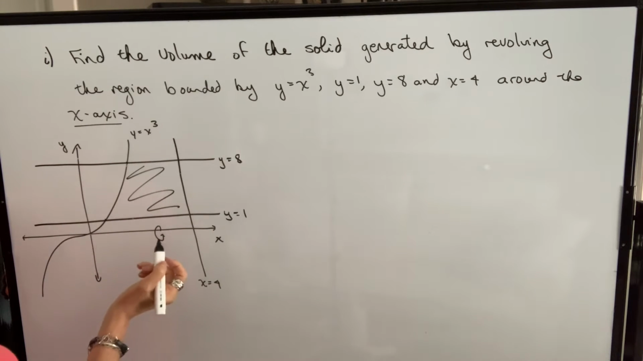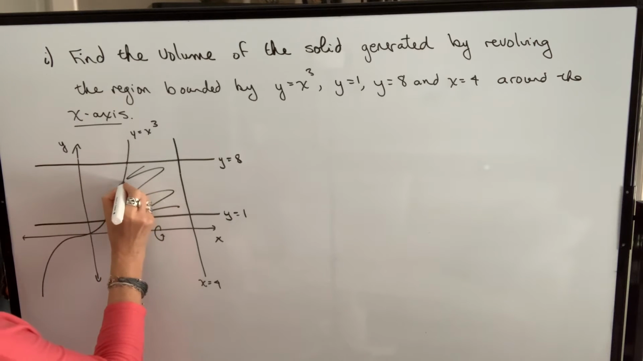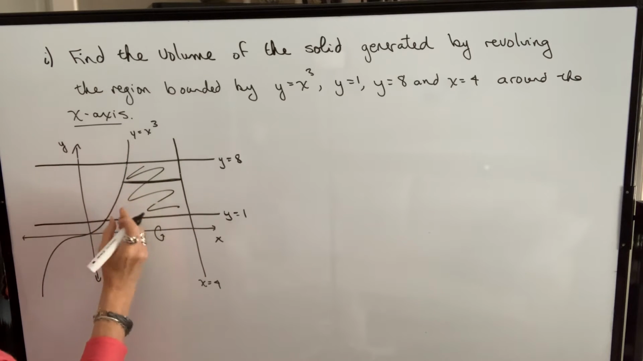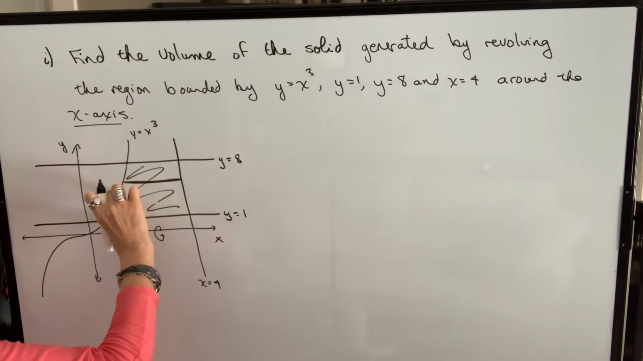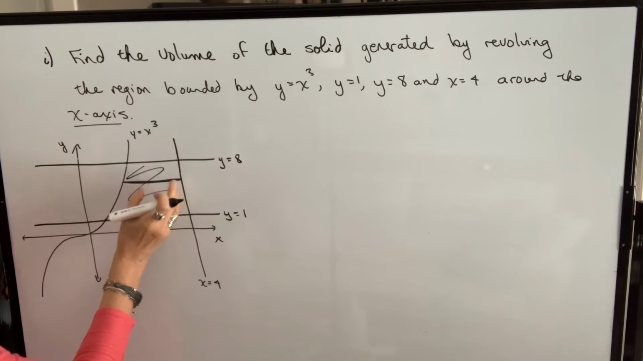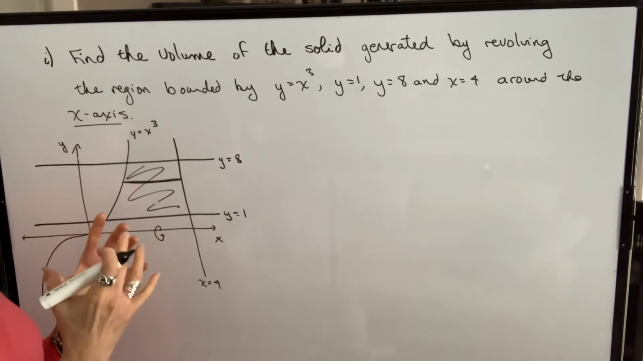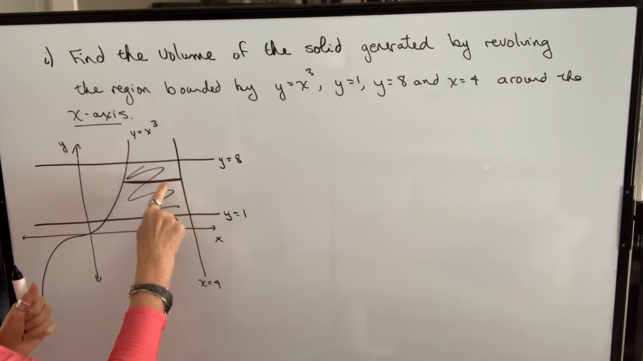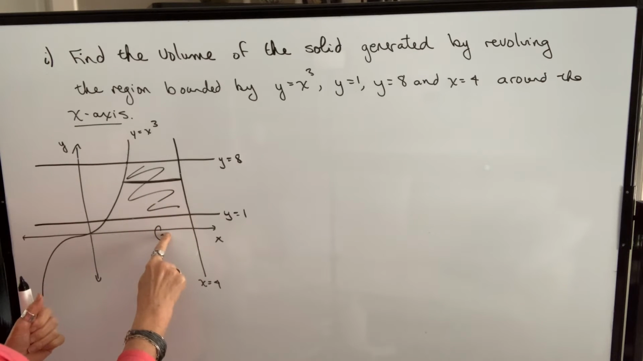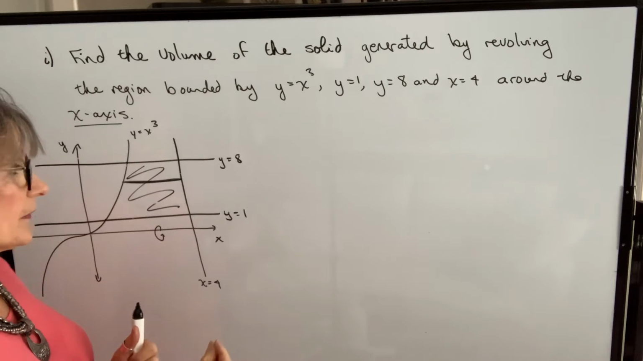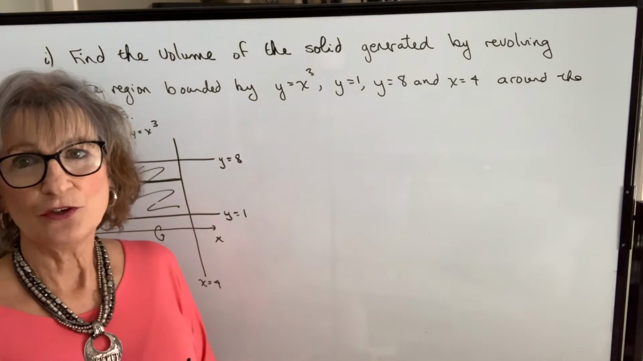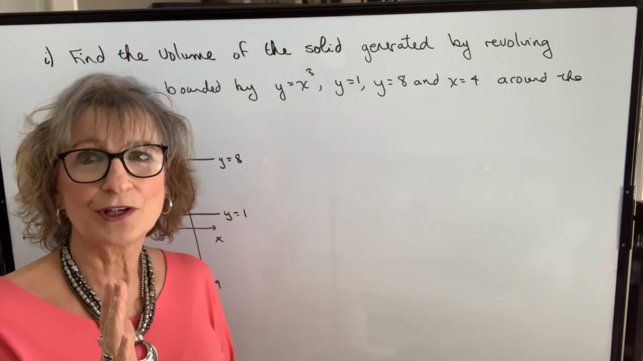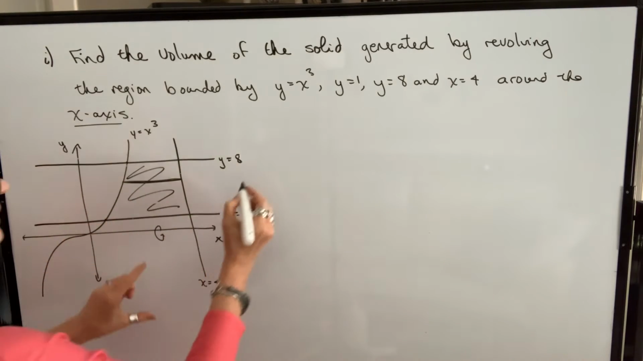So what we're going to do is we're going to use horizontal rectangles. If we were to use vertical rectangles, we would have an issue because this region is defined differently than this region. So we'd have to do 2 separate volumes and then add them together, which you can do. But I want to do this with horizontal rectangles. And because my rectangle is parallel to the axis of revolution, that means I'm using the shell method. If your rectangles are perpendicular to the axis of revolution, you can't use shell, you'd have to use washer or disc. So we're going to use shell method.